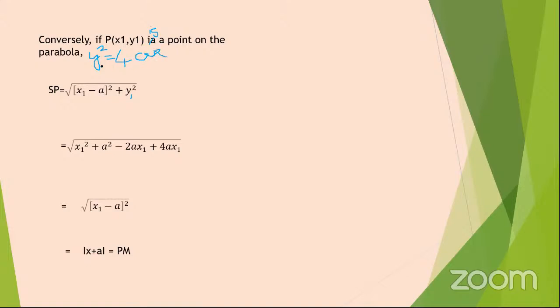Then y1 square will automatically be equal to 4ax1. So it is x1 square plus a square minus 2ax1 plus 4ax1. On simplification, it is mod x1 minus a whole square. So it is mod x1 minus a.